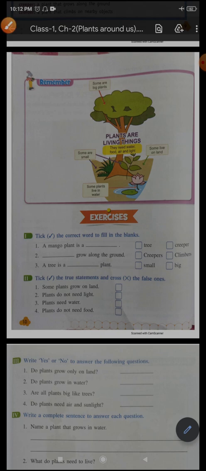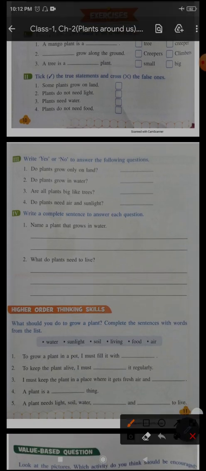The next section, section 3. Write yes or no to answer the following questions. What is the first question? Do plants grow only on land? No, plants can grow everywhere, so the statement is incorrect. Do plants grow only on land? No. They can grow on mountains, deserts, oceans, lakes, rivers, all places.